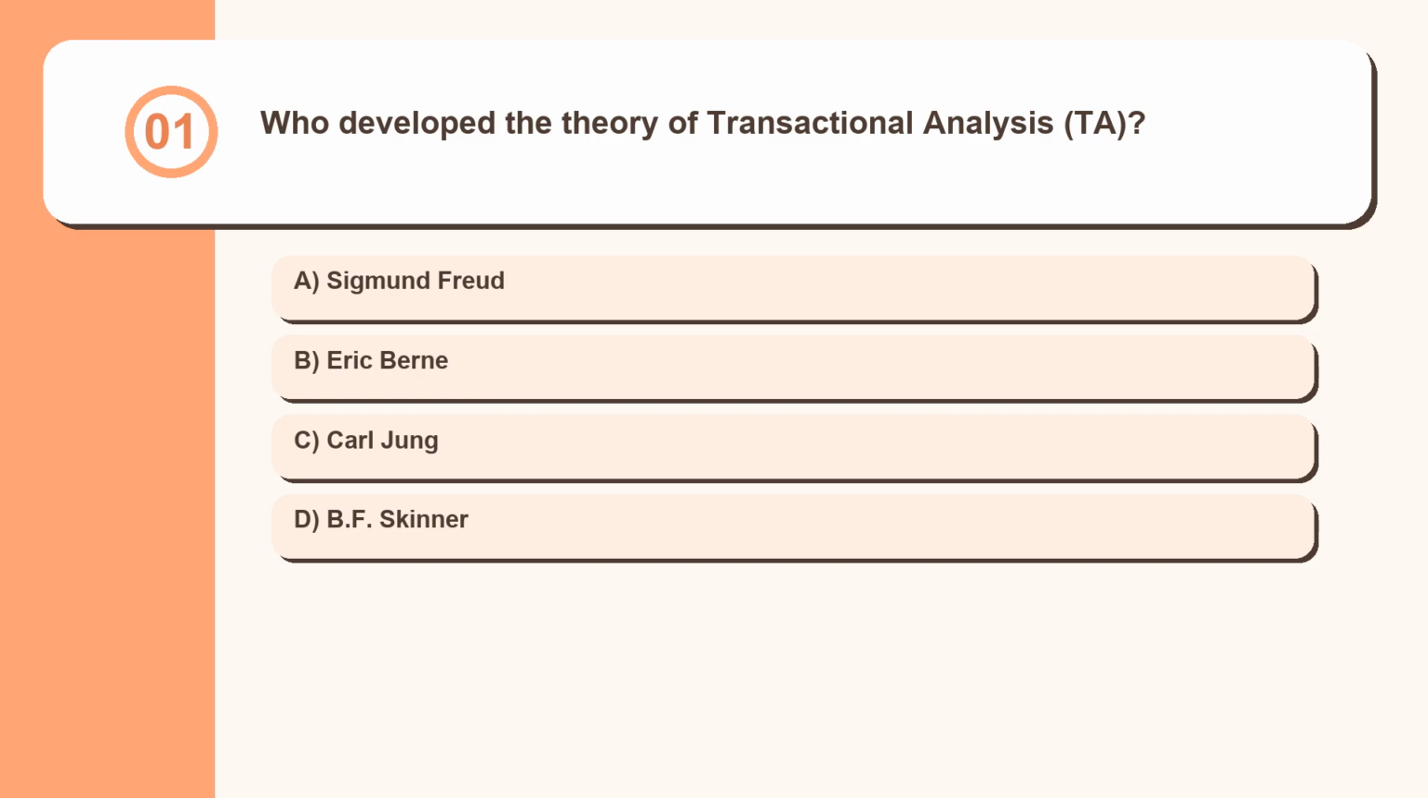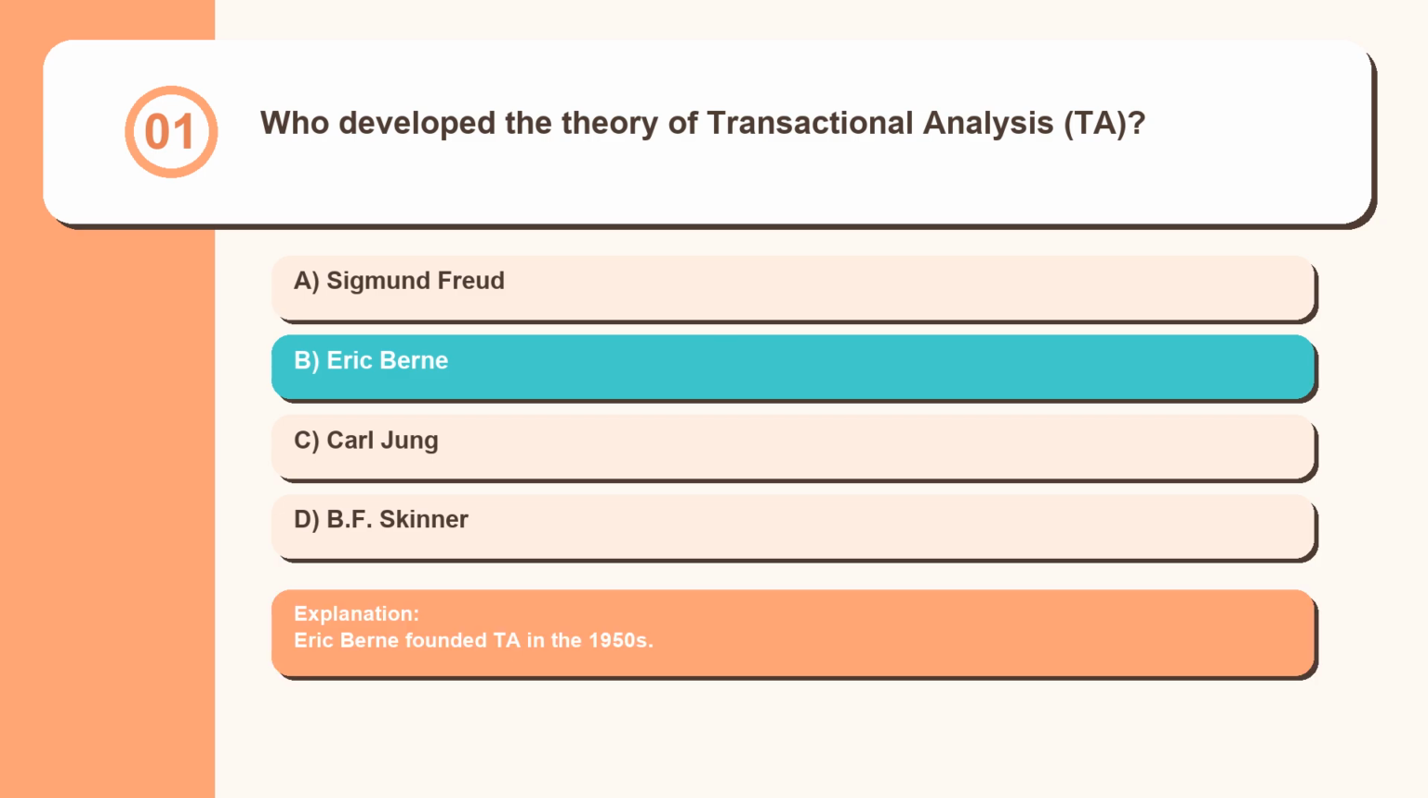Question 1. Who developed the theory of transactional analysis, TA? Sigmund Freud, Eric Berne, Carl Jung, B.F. Skinner. Eric Berne founded TA in the 1950s.